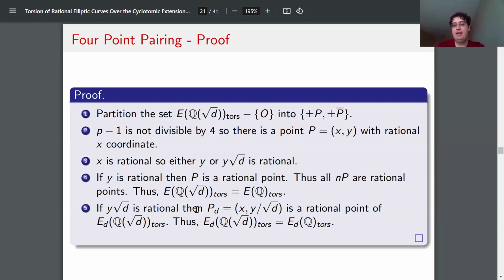So all my points in NP are rational points. If Y is not rational, then Y times root D is rational. So I do the same on the D quadratic twist, and now the image of P on that curve is rational, so it generates the torsion group. So now I have everything as rational points. So this is one way to use Galois actions.